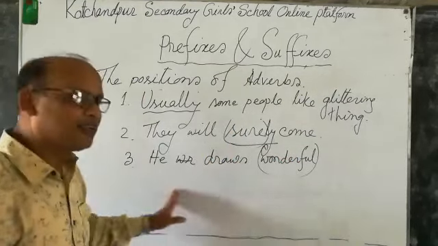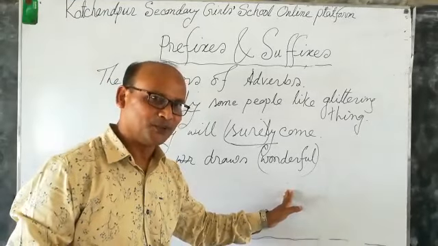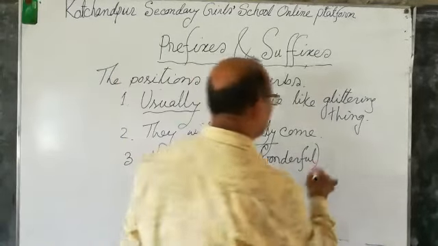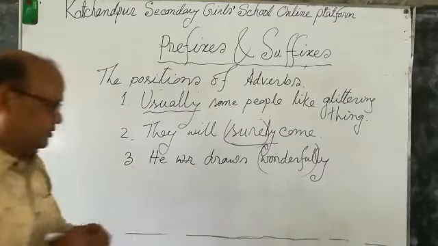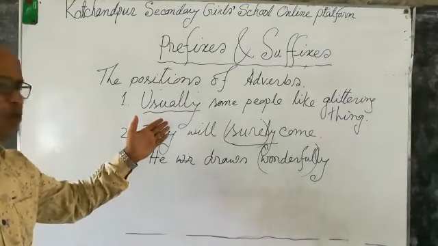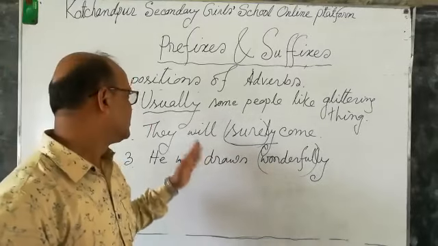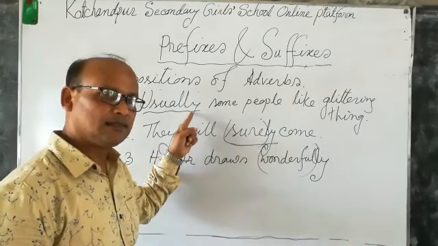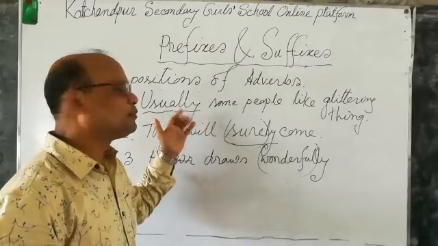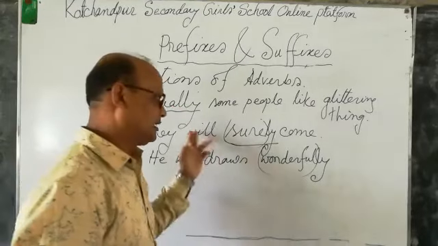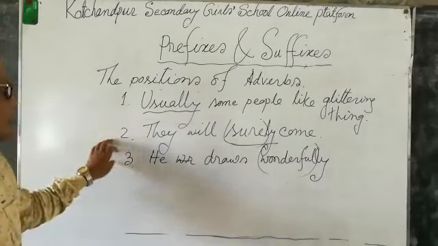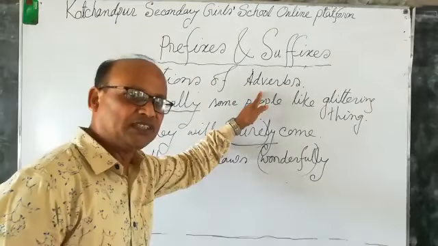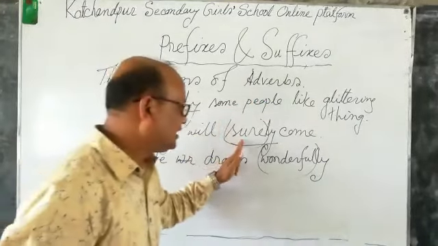She draws wonderful. Will it be wonderful? No, wonderfully. And wonderfully is an adverb. As you know, most of the adverbs are made with ly. That means most of the adverbs have ly in their last. Okay, now dear students, from here we can learn that adverbs are used at first, in the middle, and last of a sentence.